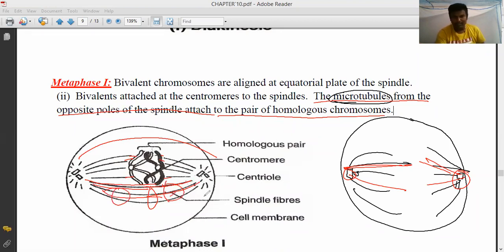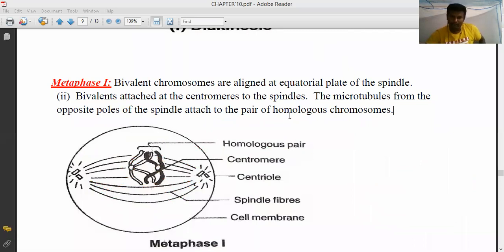If you observe the labels, these are all homologous pairs. To this homologous pair, some microtubules are attached. Spindle fibers are attached at the centromere region. This is the metaphase explanation. Okay, that's all.